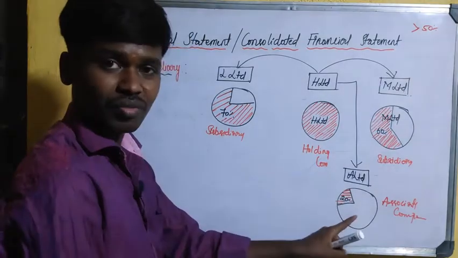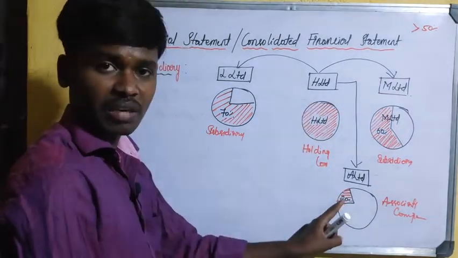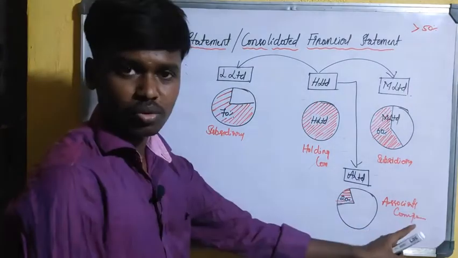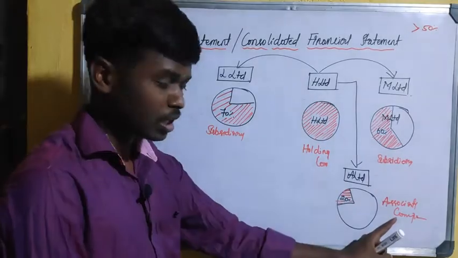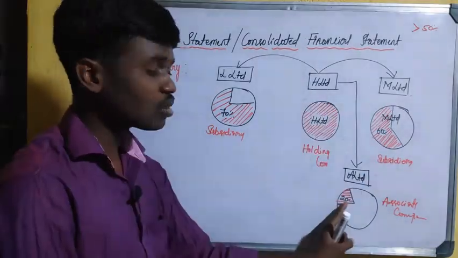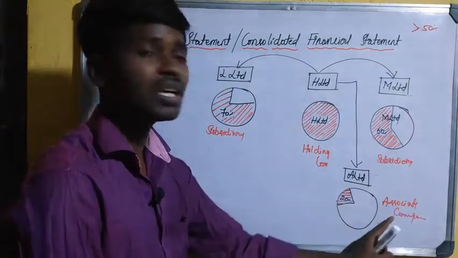but not this company, because H Limited holds only 20% of share capital. So this company will be called an associate company. Based on significant influence and based on agreement, H Limited holds at least 20% share capital in this company. So therefore it is an associate company.